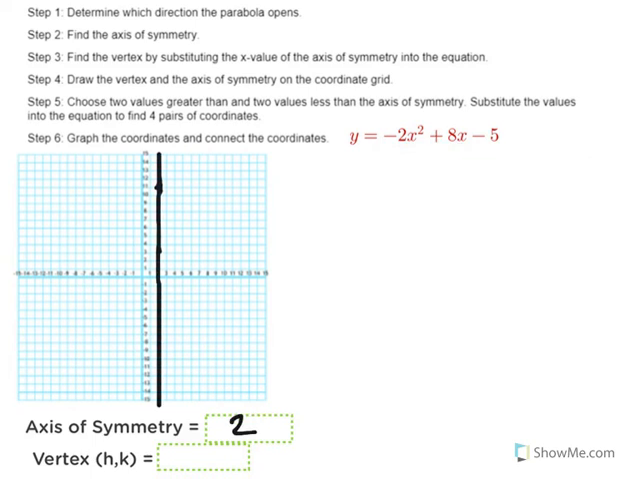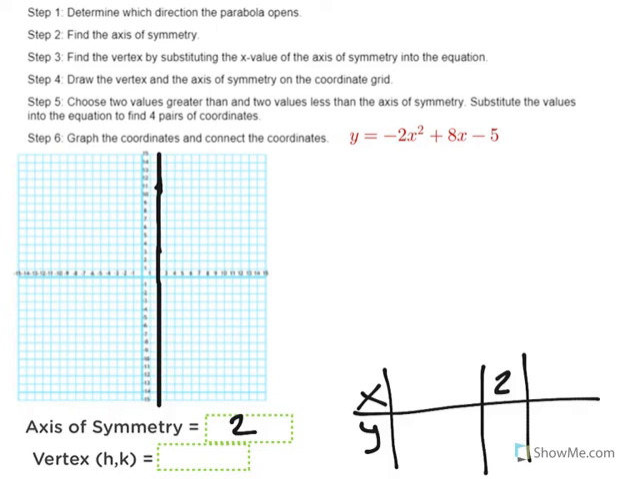Okay, I went ahead and drew the axis of symmetry, and now I'm going to find the vertex. I know that the x value of that vertex is 2, so I'm going to substitute 2 into the equation that we have. I'm also going to go ahead, and this time I'm going to write my x in my table ahead of time. Since I already know that I'm going to have a 2 here, I'm going to place that here, and then I'm going to solve the equation with 2.